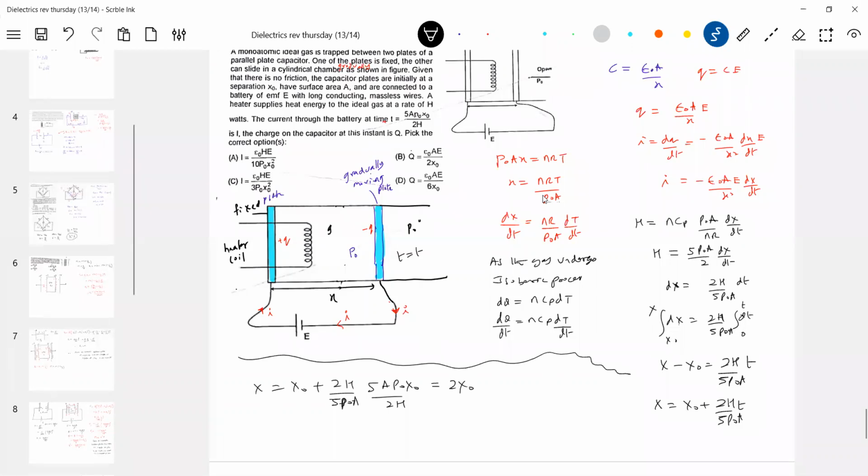So dq by dt is what? Current, no? Okay, you should understand that there's data given. I'll shade it from where I substituted. There's a given thing, that's why I substituted here. The time at which it is asking, the current through the battery at time t, and the charge on the capacitor at this instant is q. Pick up the correct option. So we have to get expressions for I and q. So tell me, what shall I do here now?